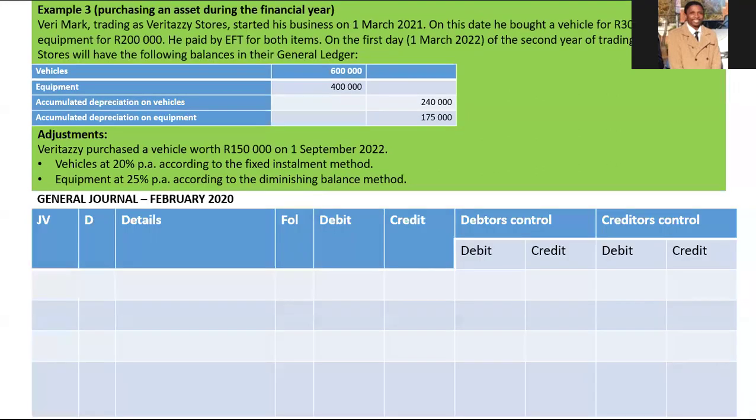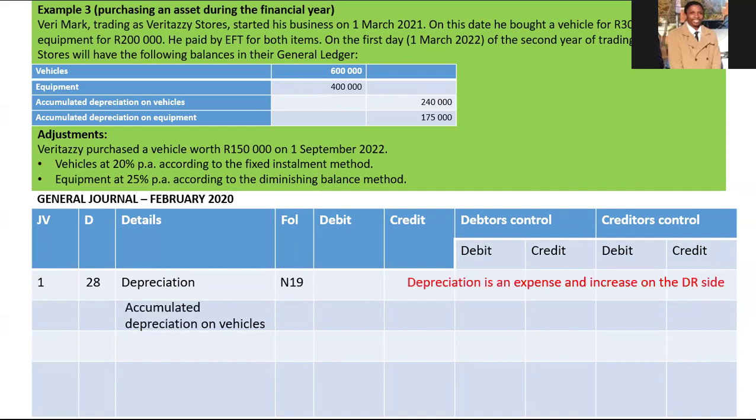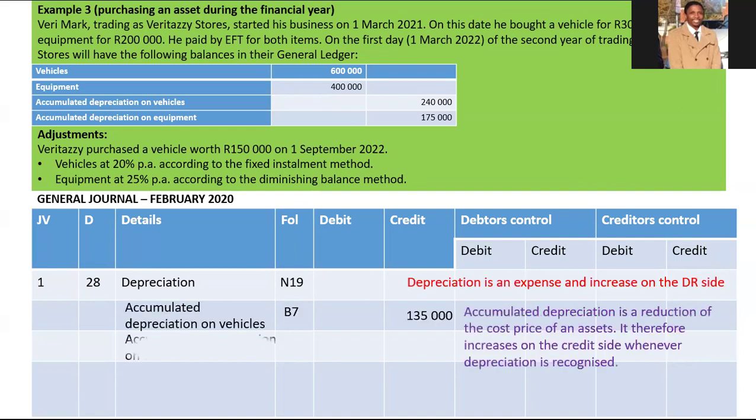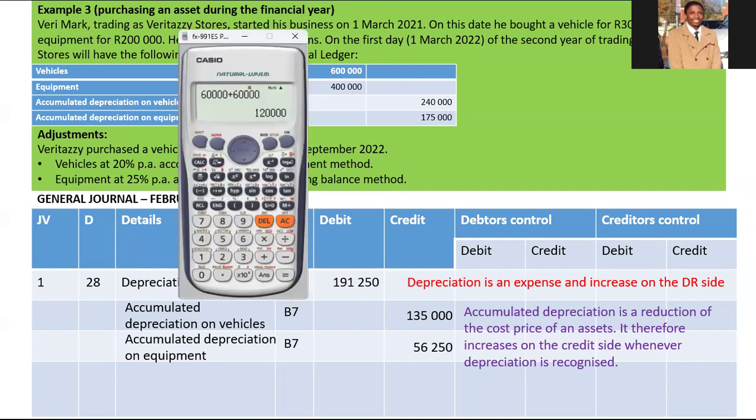To record it, we debit depreciation because it's an expense. Then we credit accumulated depreciation on vehicles, which is 135,000, and on equipment, it was 56,250. Someone might be wondering, where did you get that 135,000? Remember, for old vehicles, the ones that we had from the beginning of the year, we calculated depreciation on them as 120,000. And then there was a vehicle that we purchased and we used for 6 months, and depreciation on that was 15,000. So that's how we got that 135,000.